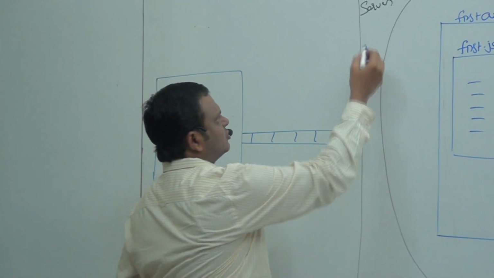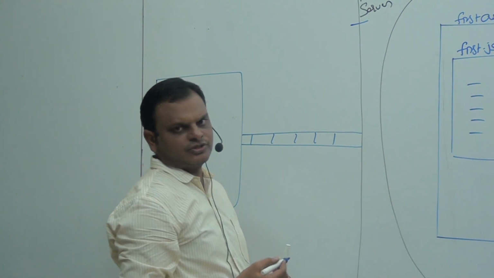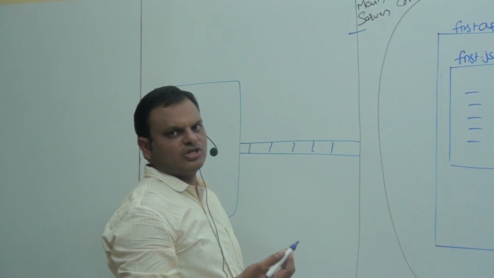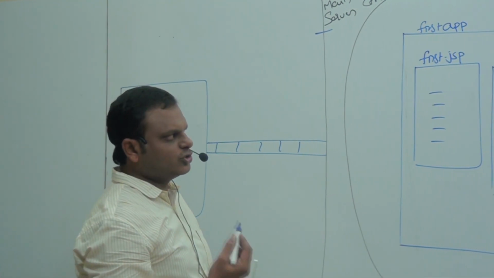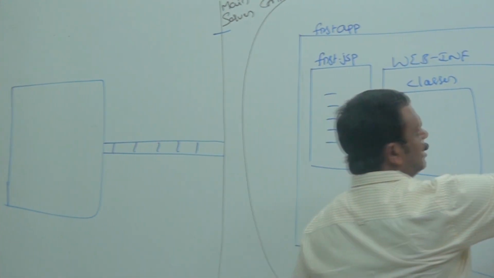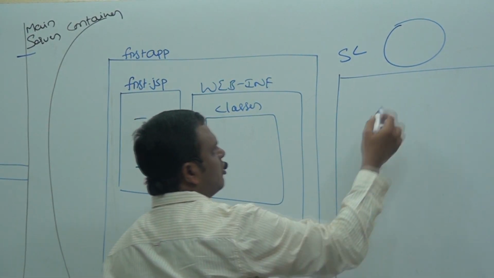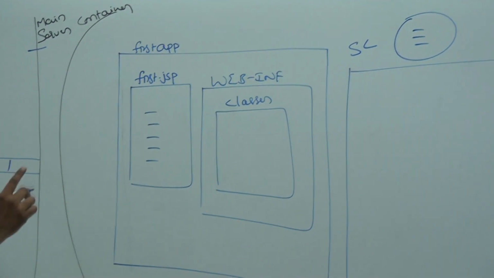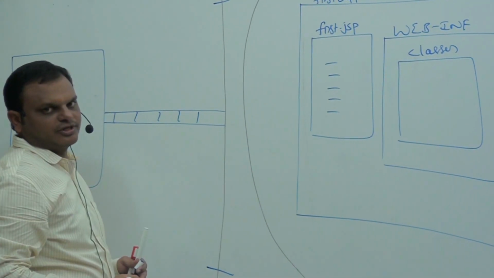As usual, when we start the server, the container will recognize all the web applications. The container will deploy all the web applications to the server. For each and every web application, a servlet context object will be created. For this first app, automatically one object will be created. That object is called the servlet context object. After deploying the web application and creating the servlet context object, automatically the server will be started.